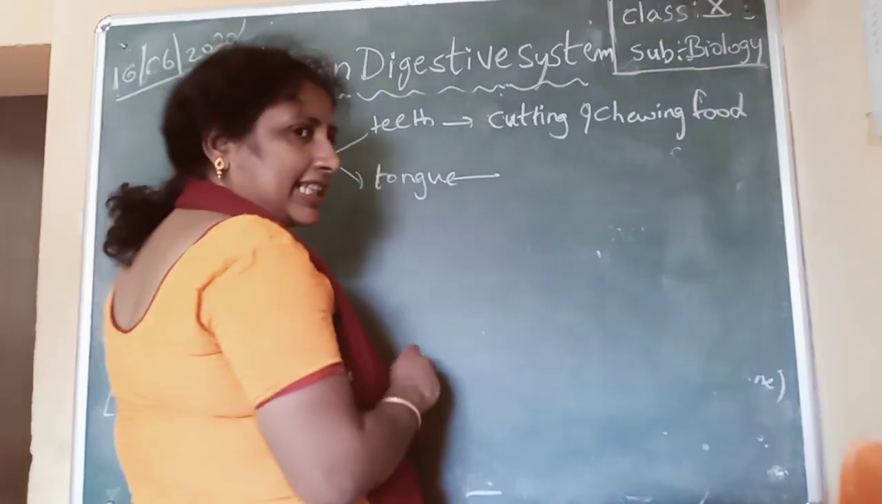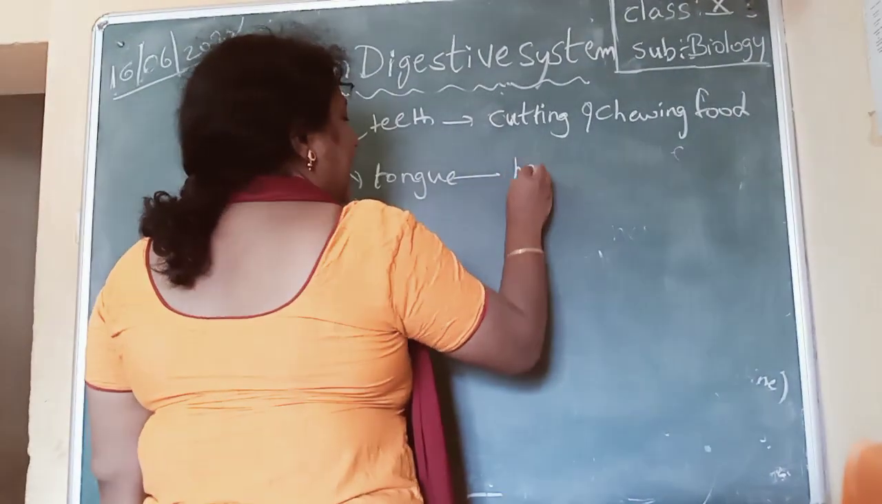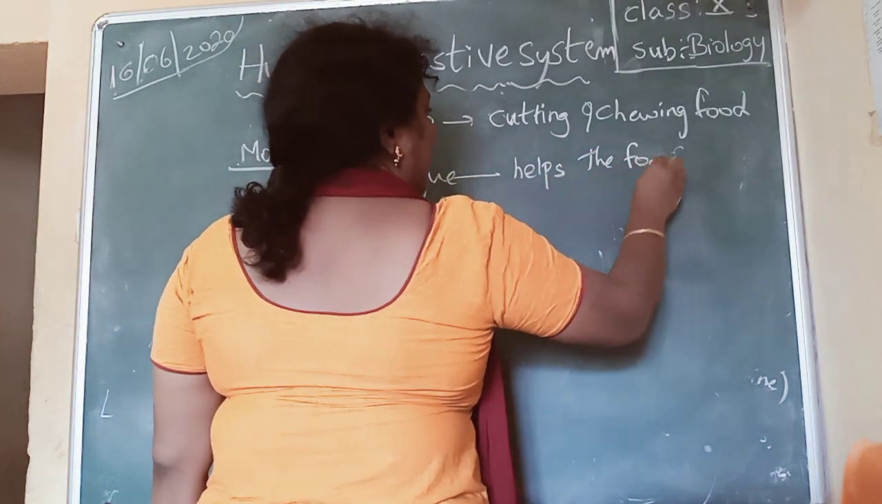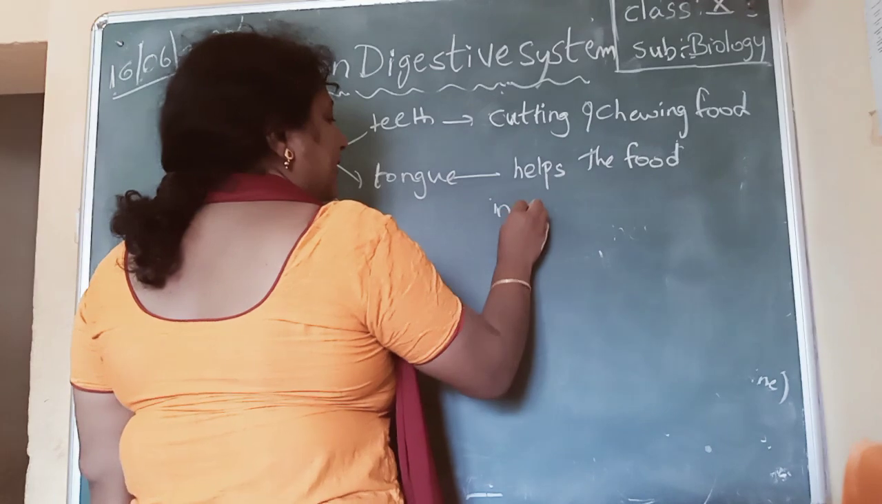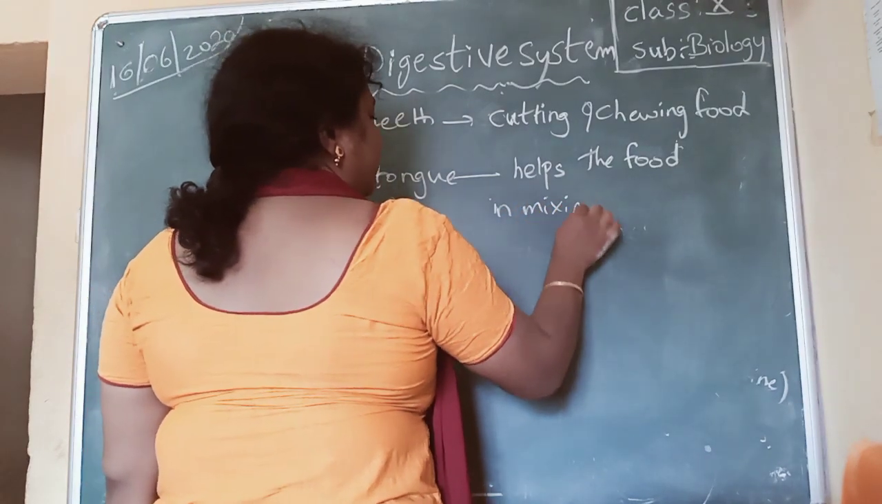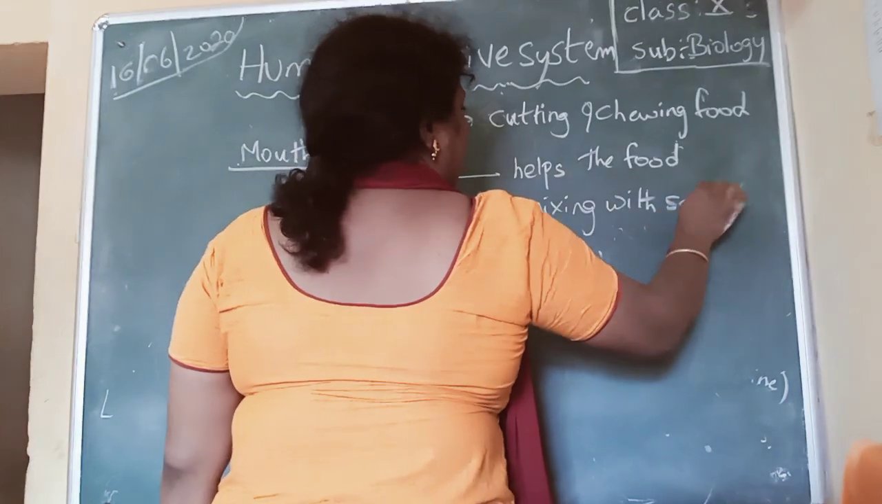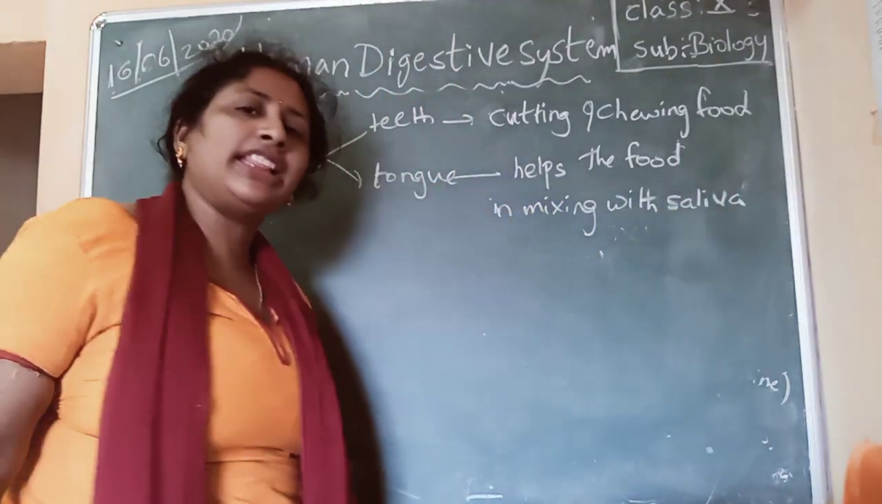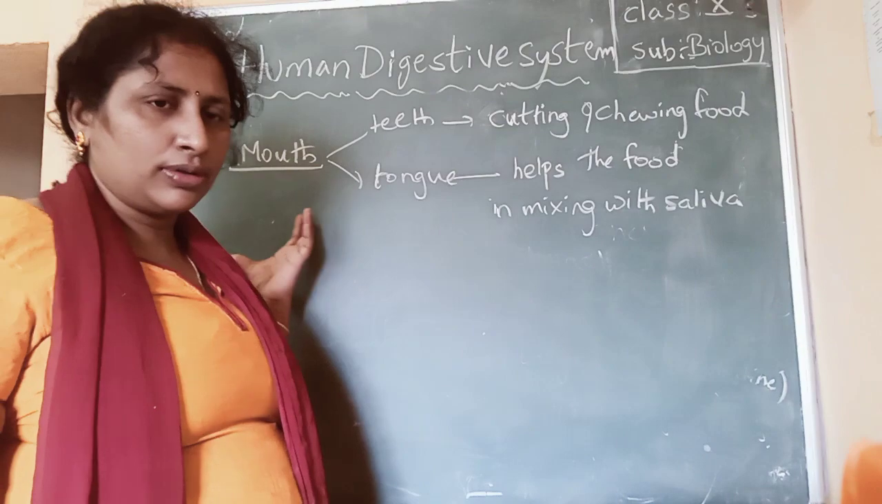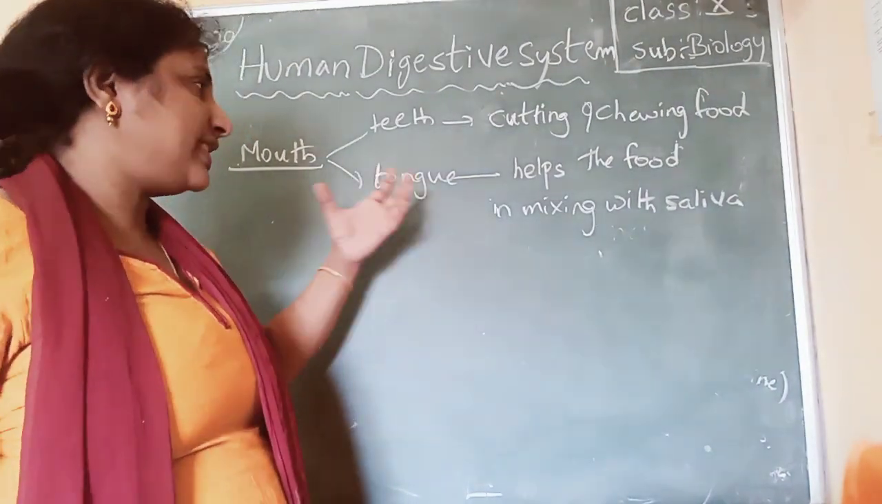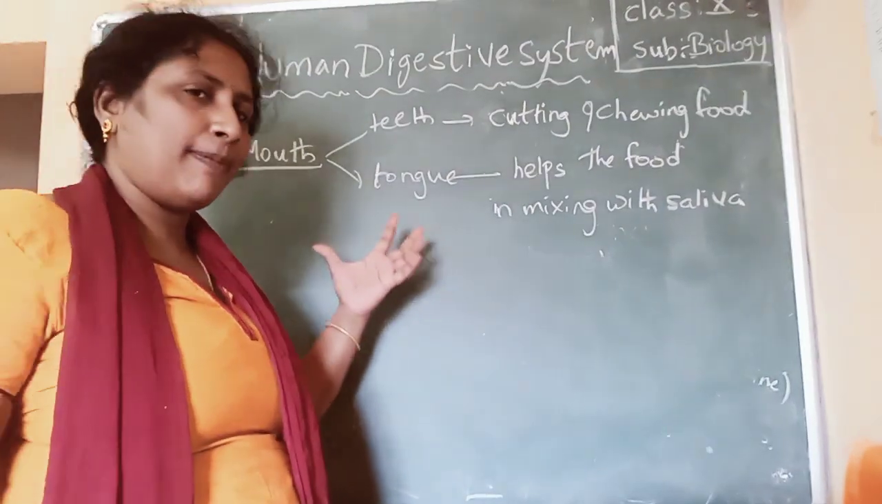Now, what does the tongue do? It helps the food in mixing with saliva. In the mouth, saliva is secreted, so that saliva is mixed with the food with the help of the tongue.